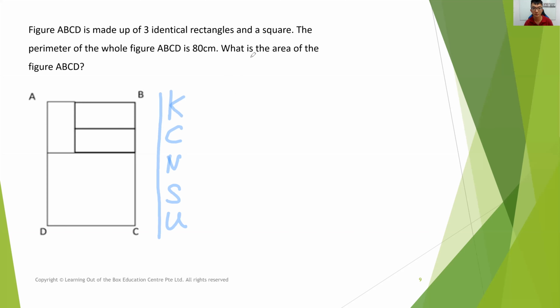So K, in a question, are all the words important? No, only some words are important. So this is called keywords. Then C, the keyword will tell you a problem sum type. So this is called concept.